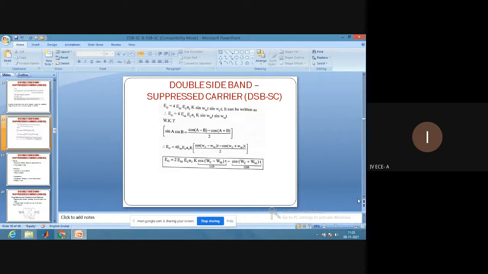And by using the formula sin A sin B, we can simplify this output voltage equation as E naught is equal to 2 into EM EC A2 into K [cos (omega C minus omega M) T minus cos (omega C plus omega M) T]. The first term, that is omega C minus omega M, represents the lower sideband, and omega C plus omega M represents the upper sideband.